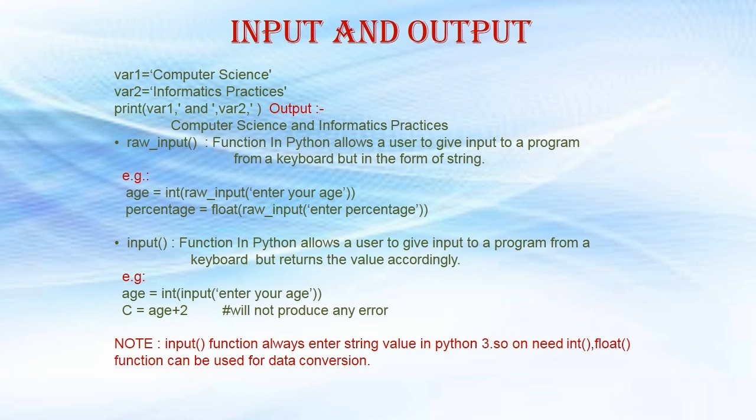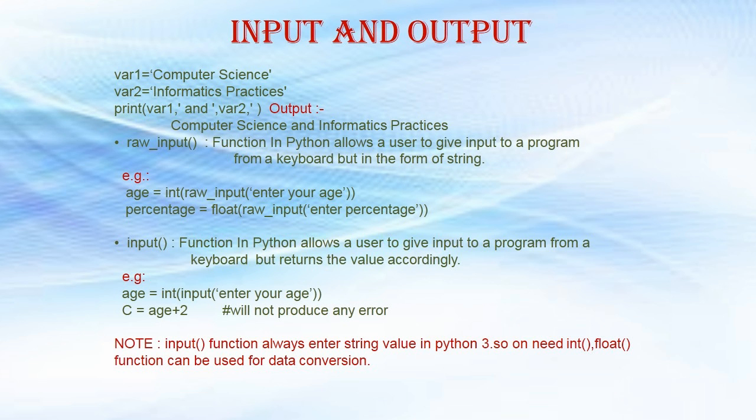Now the raw_input function in Python allows a user to give input to a program from a keyboard but in the form of a string. Now raw_input is a function used in Python which is used to get input from the user in terms of string. String means a sentence, a single word, right? Example, age equals to int, raw_input, enter your age, right? Percentage equals to float, raw_input, enter percentage.